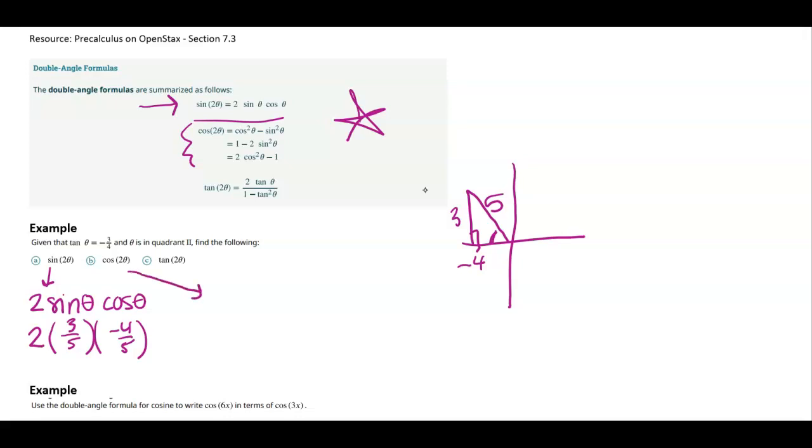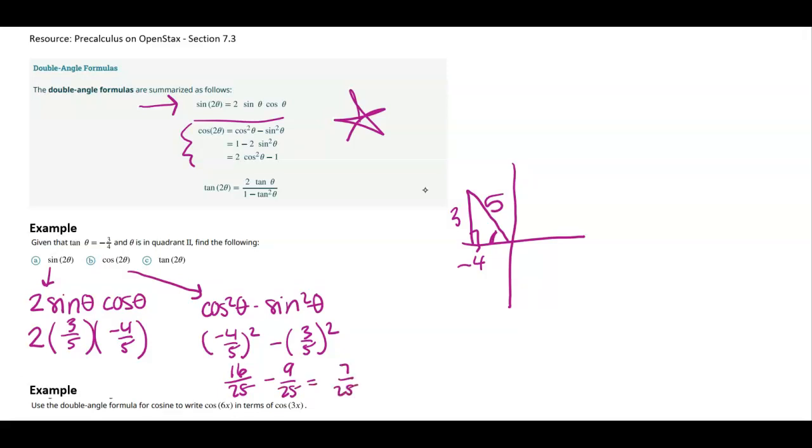Cosine 2 theta, I can use any of these that I want to. So I could use cosine squared theta minus sine squared theta. So that's going to be (-4/5) squared minus (3/5) squared. I could use any of these other ones as well, and you'd end up getting the same simplified answer once you go ahead and apply those squarings and then combine. Maybe here I will do this, so this would be positive 16/25 minus 9/25, and so we'd end up getting 7/25 as our answer. All right, and then let's do tangent of 2 theta.